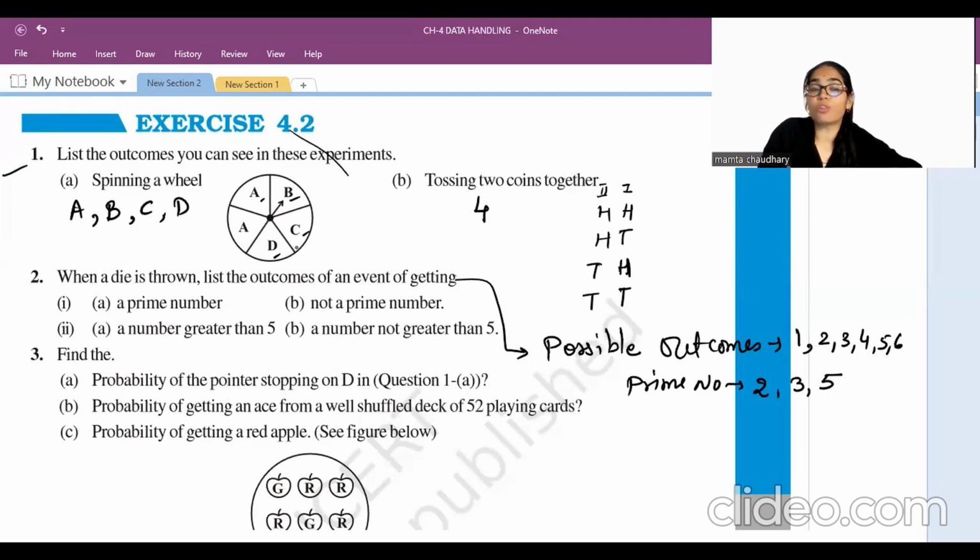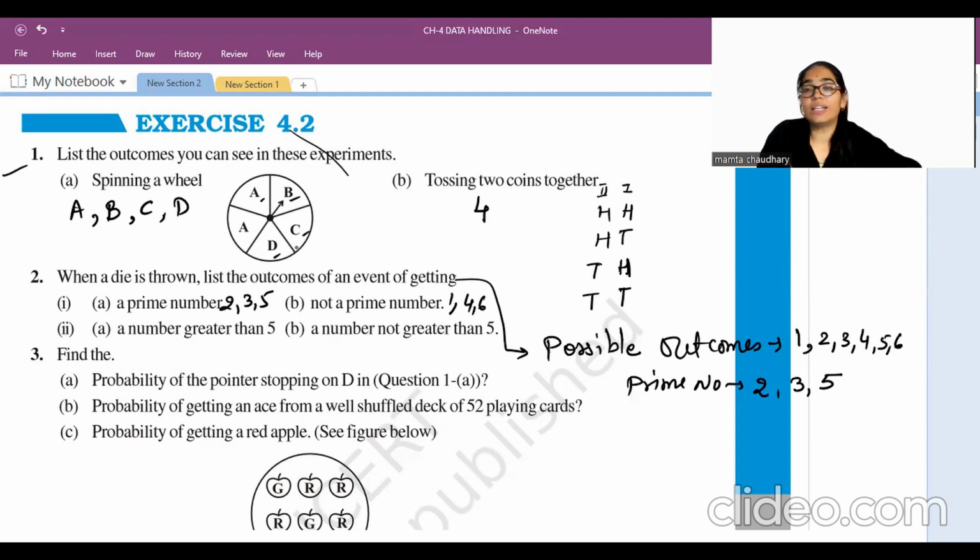So, list the outcomes of an event of getting a prime number. Prime numbers are 2, 3, and 5. These 3 are the prime numbers. Not a prime number: 1 is not a prime number, 2 and 3 we have taken, 4 is not a prime number, and 6 is not a prime number.